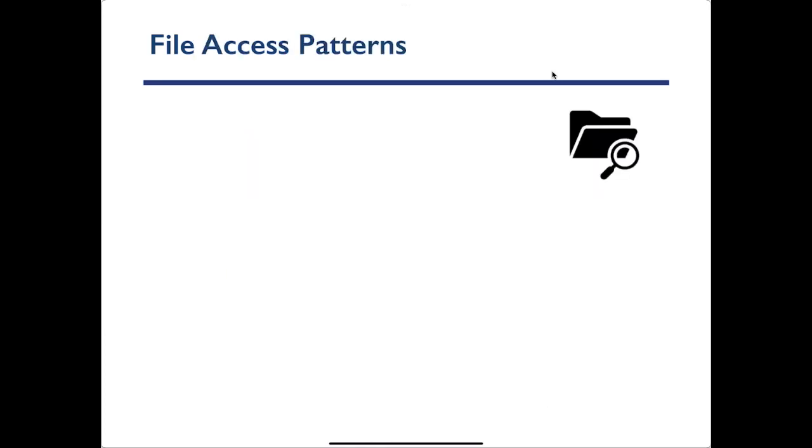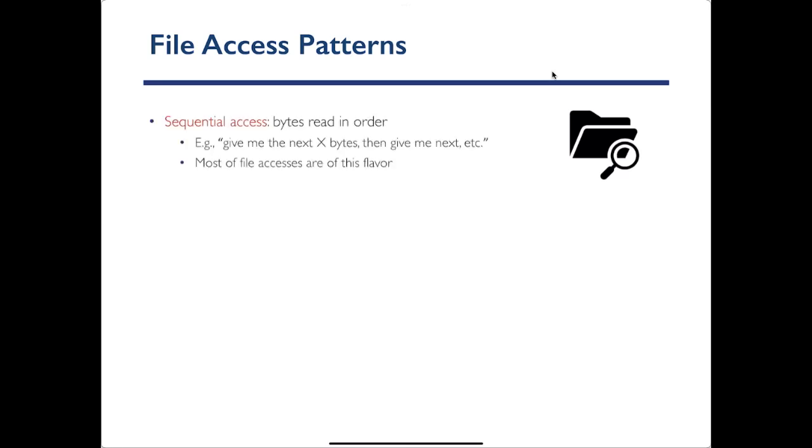What are the file access patterns? You might access your file by saying, give me the next X bytes of this particular file, right? So you might be reading your file and then you can say, give me the next line, which is something that you probably have done in ECE 252. So you're just sequentially going through your file.